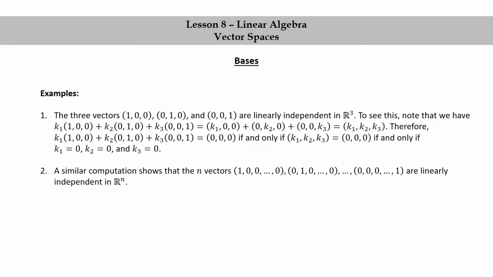A similar computation shows that the n vectors (1, 0, ..., 0), (0, 1, 0, ..., 0), ..., (0, ..., 0, 1) are linearly independent in Rn.